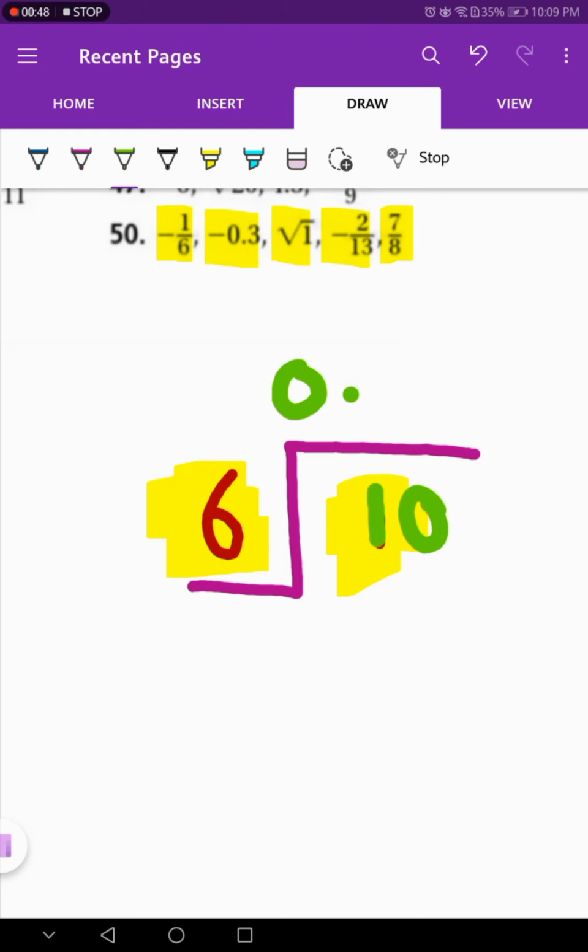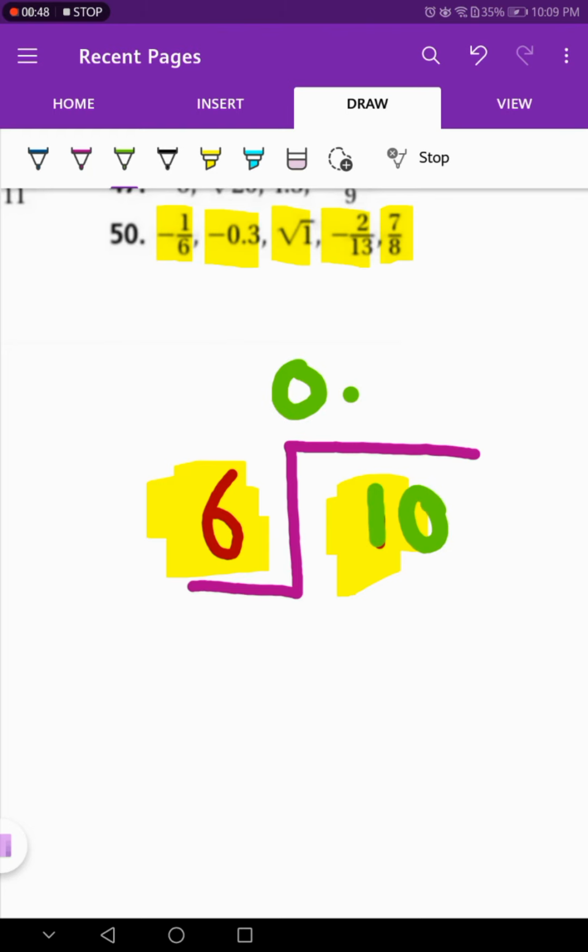So we are done with this. It is negative 0.16 or repeated 6. Okay, let me write it here. Negative 0.16 with 6 repeated, yes. And regarding the negative 0.3, no need to do anything. Okay, my dear student, 0.3 with the negative, be careful.